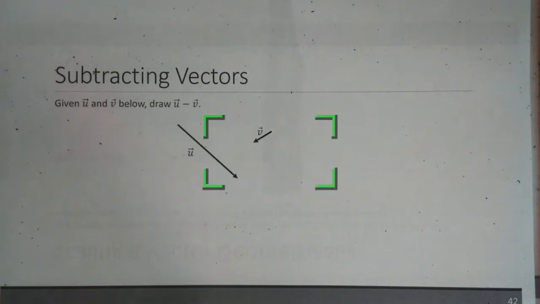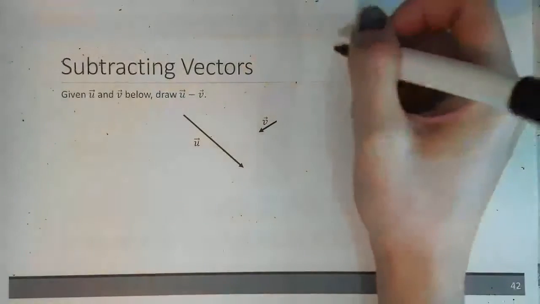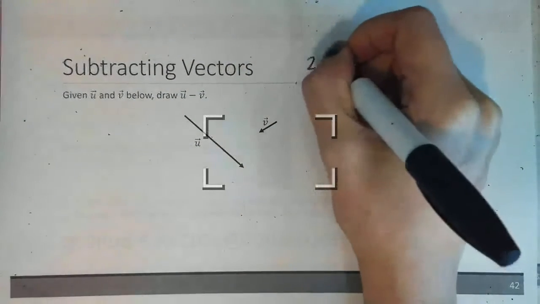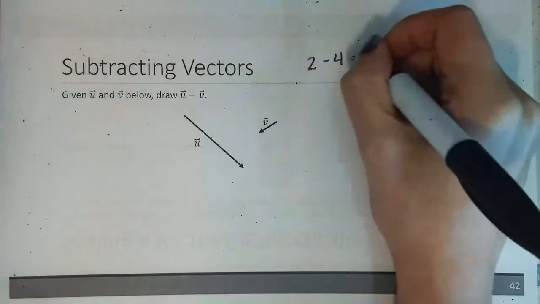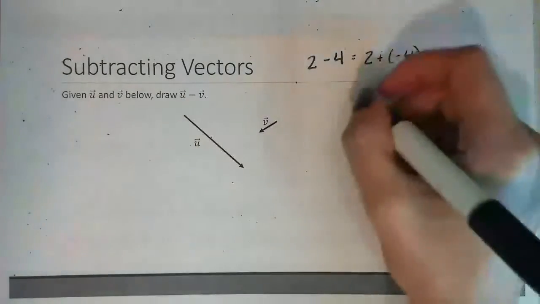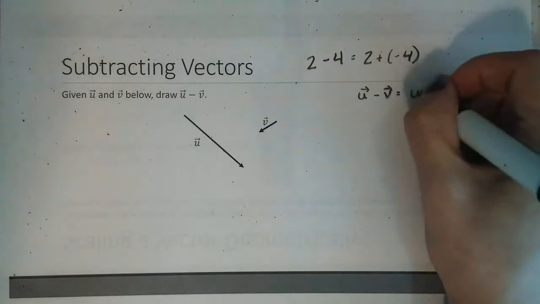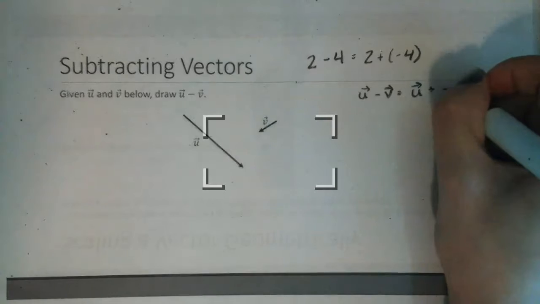So if we're given u and v below, we're going to draw u minus v. Now before we actually do that, I want to talk about what u minus v actually means. A little ways down the road from when you first learned subtraction, you probably learned that 2 minus 4 was equal to 2 plus a negative 4. We're going to use that idea here. U minus V is going to be equal to U plus a negative V.